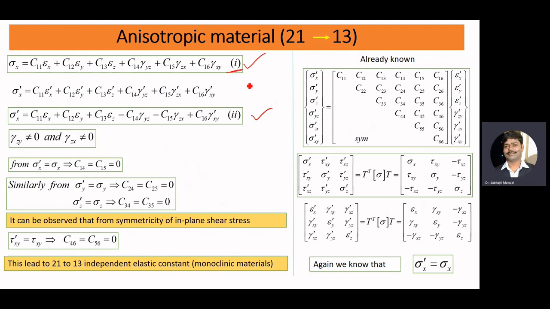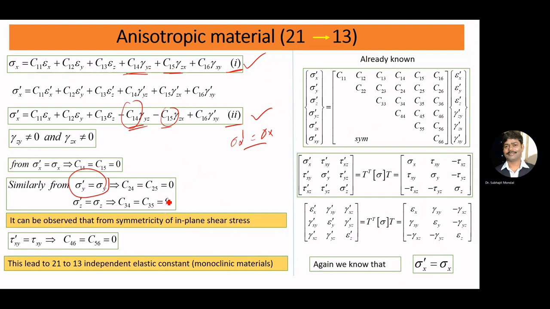If we compare equation 1 and equation 2, here you will observe that we have this parameter and this parameter here. Now, if you want to have sigma x dash equal to sigma x, in such cases, C14 and C15 would be 0. Similarly, for sigma y dash and sigma y, C24 and C25 are 0. And for sigma z dash and sigma z, we should have C34 and C35 equal to 0.